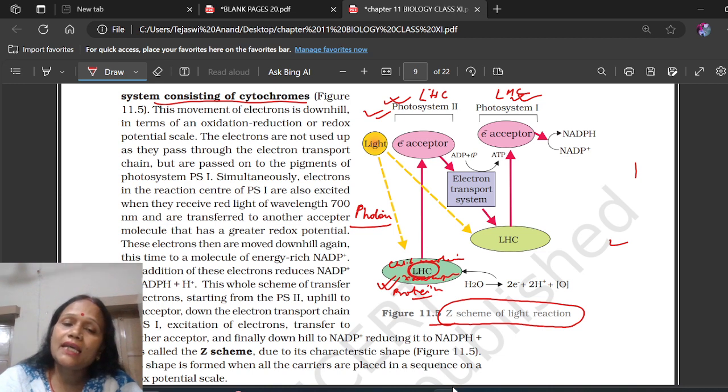Then LHC transfers it and it is accepted by the electron acceptor molecule. ये इलेक्ट्रॉन एक्सेप्टर जब एक्सेप्ट करते हैं तो इसको ETS सिस्टम के थ्रू, इलेक्ट्रॉन ट्रांसपोर्ट सिस्टम के थ्रू दूसरे LHC के पास भेज देते हैं. तो इस ट्रांसफर के थ्रू they don't utilize the electrons but they convert the adenosine diphosphate to inorganic phosphate.